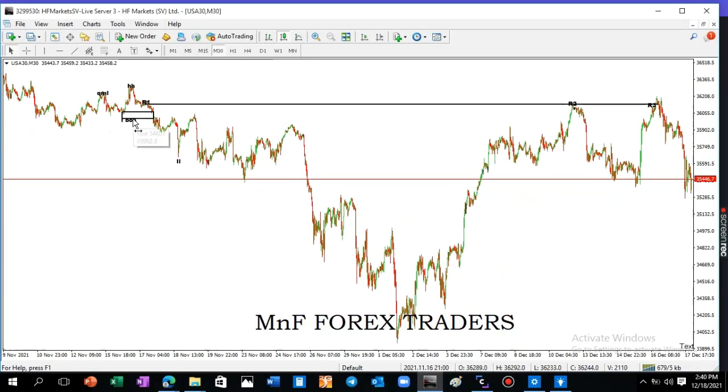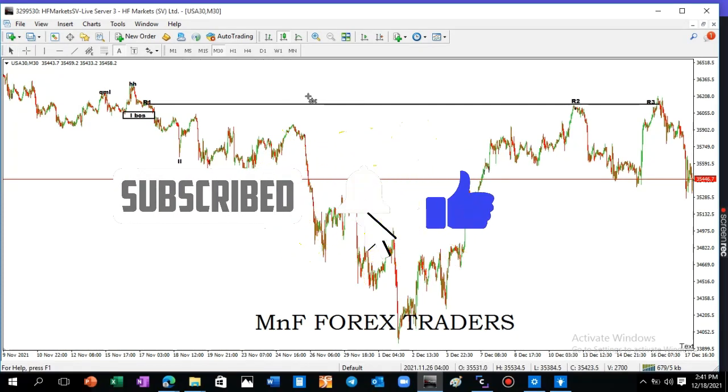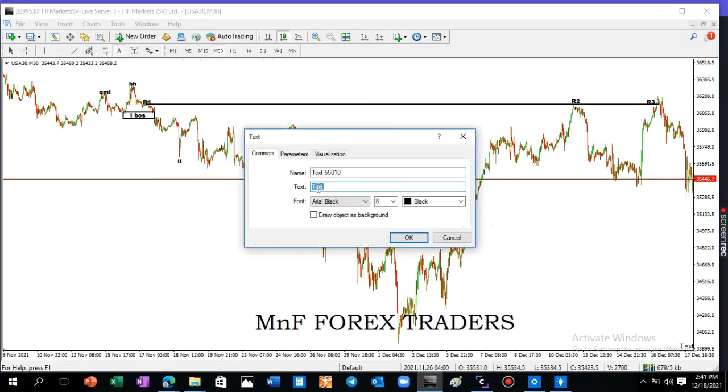Very nice setup indeed, a very beautiful setup. So you have your preliminaries, the basic things that you need to actually trade a QM setup. So what next? Let's label this. This is of course our liquidity zone.